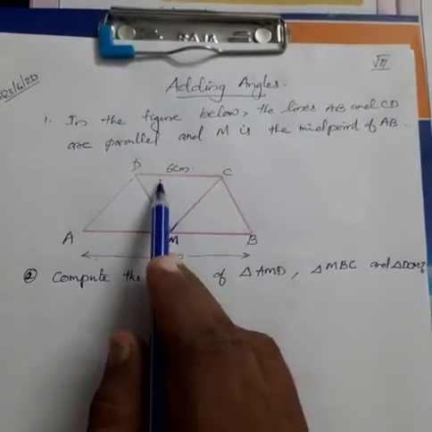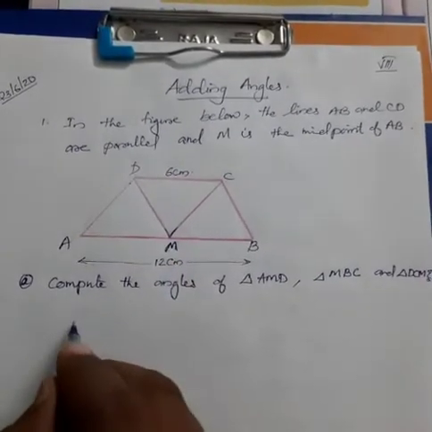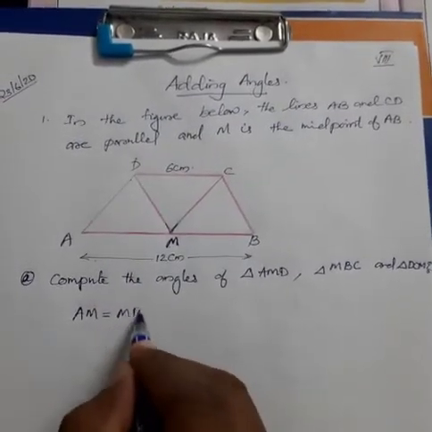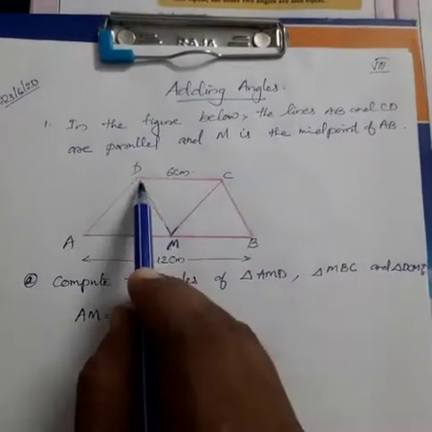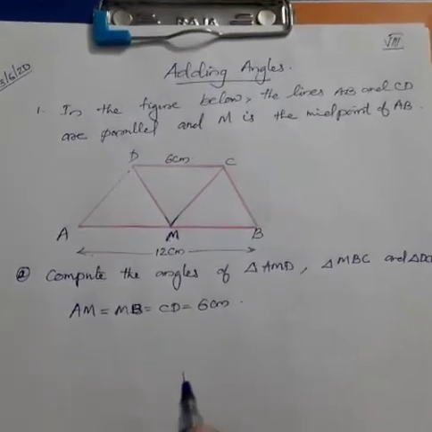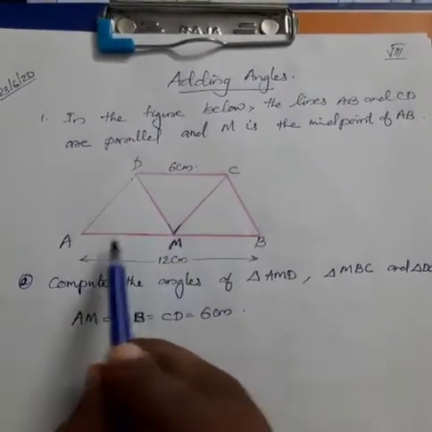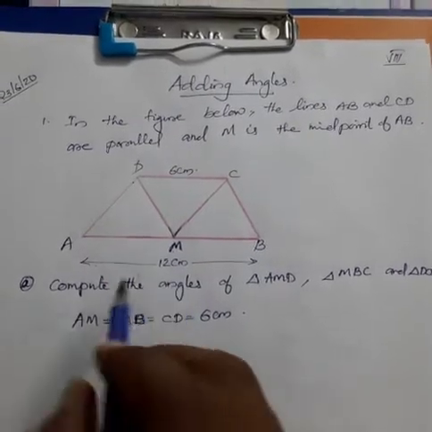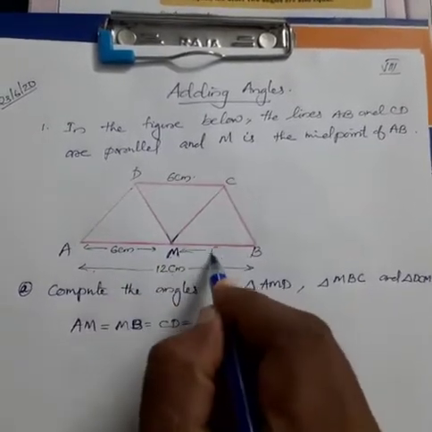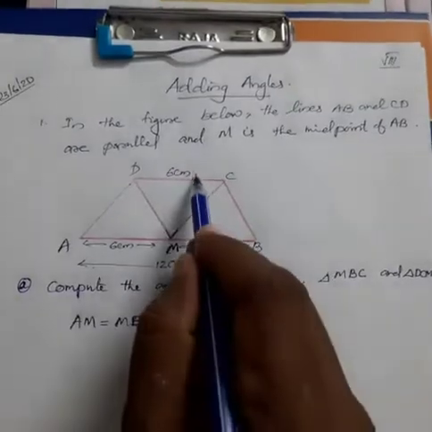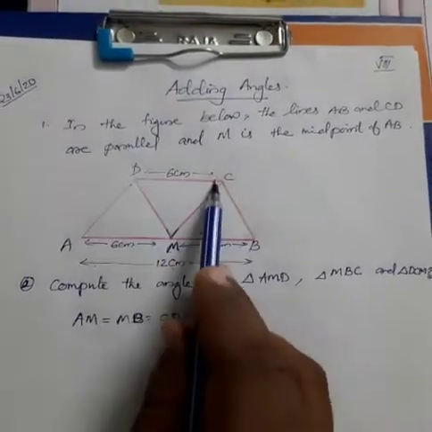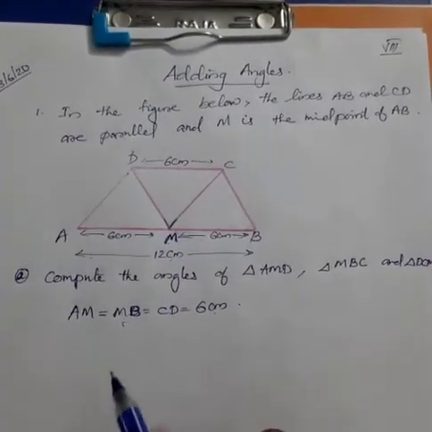Here, the given things are AM is equal to MB is equal to CD is equal to 6 centimeter. See here, M is the midpoint and the length of AB is 12 centimeter. So AM is 6 centimeter and MB is also 6 centimeter. This is also 6 centimeter. So AM is equal to MB is equal to CD is equal to 6 centimeter.